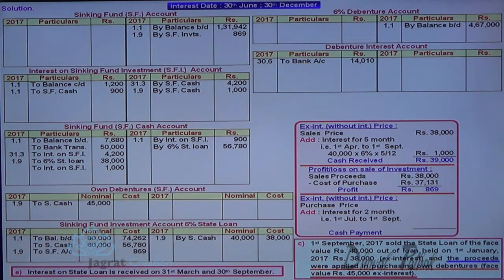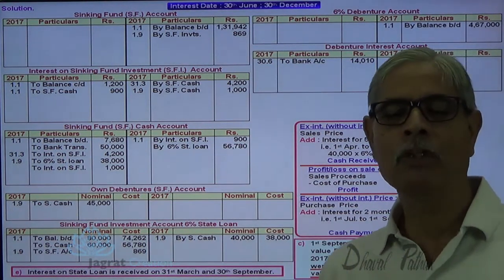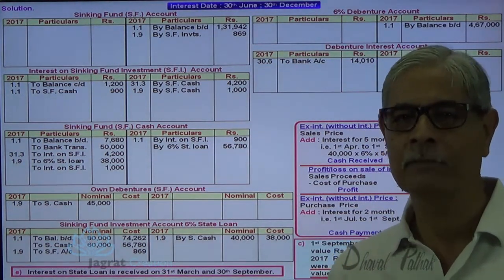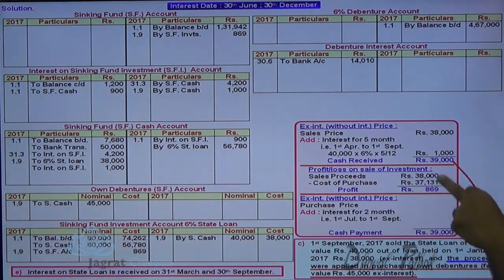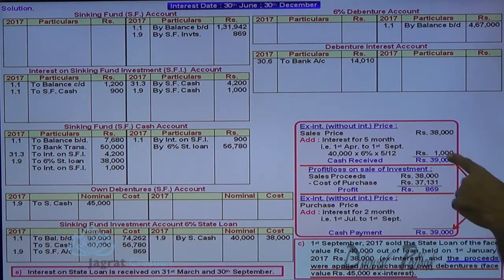Now how much cash is paid? 39,000. Whatever the proceeds of the sale of state loan is applied for the purpose of acquiring own debenture. So cash received, 39,000 on sale of the state loan, is applied to purchase the own debenture. So cash payment is 39,000. This is the most important point of this sum.